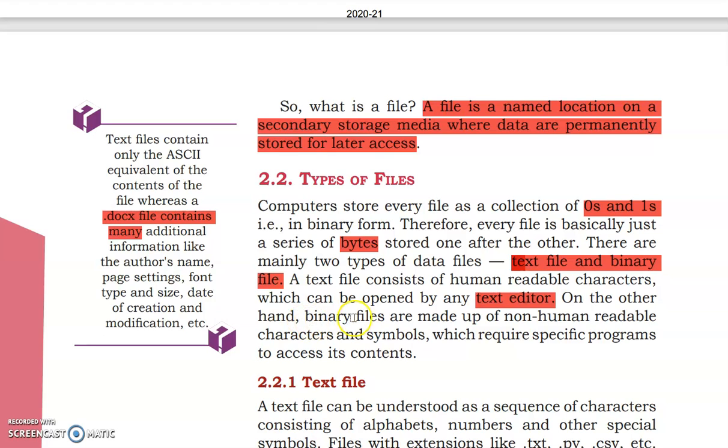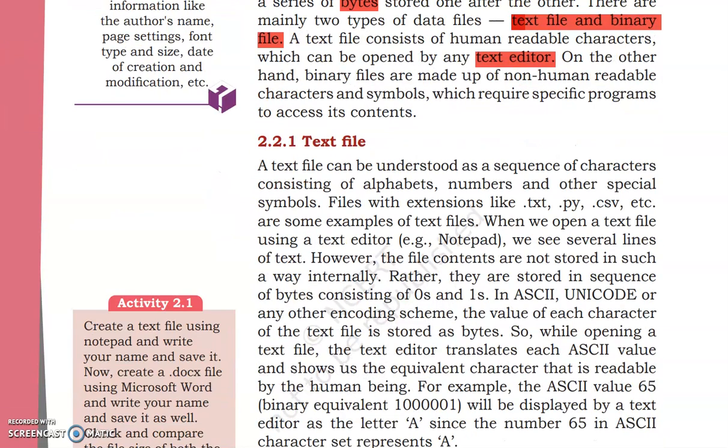Now on the other hand, binary files are made up of non-human readable characters and symbols, which require specific programs to access its contents. Non-human readable characters and symbols, the characters or the symbols or the writing which a human being cannot read. For example, if you have 5 zeros and 5 ones, till we don't convert it, we don't know what number it is. Okay, so it's not easily readable by human beings, and for it we need specific programs to open it, not just a text editor.